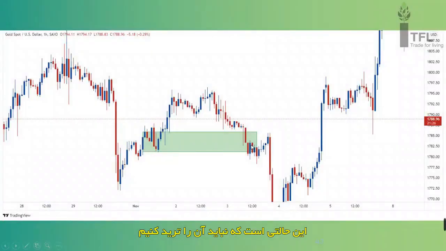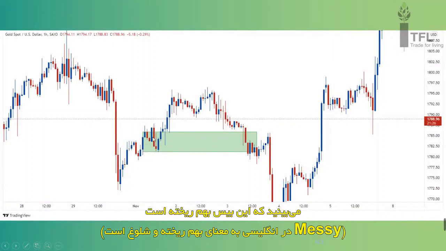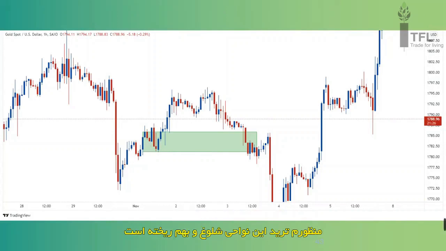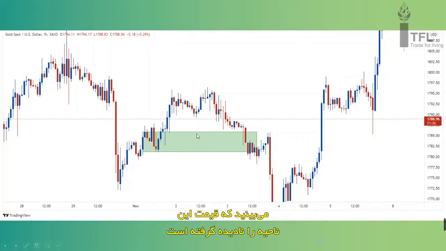So this is the type that we want to avoid. You can see that this is a rally-base-rally, but the base over here is very, very messy. I'm not talking about the Argentinian footballer Lionel Messi, but really, really messy. The price tends to ignore the zone, goes all the way, and gets you stopped out before doing a continuous trade here. So this is a type of base that we want to avoid. This is a demand zone, but a very, very ugly type of demand zone.